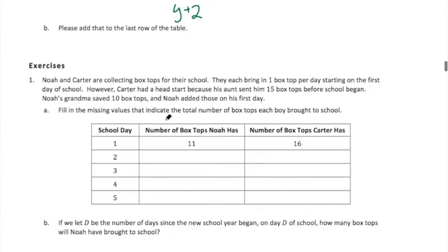Alright, in this scenario, we're looking at Noah and Carter and their box top collections. On the first day, Noah brings 11. On this first day, Carter brings 16. And then they bring one more each day. So starting with 11, starting with 16, and then they're going up by 1 every time. So we can continue to fill out the pattern. Noah's going to go 11, 12, 13, 14, 15. And Carter's going to go 16, 17, 18, 19, and 20.